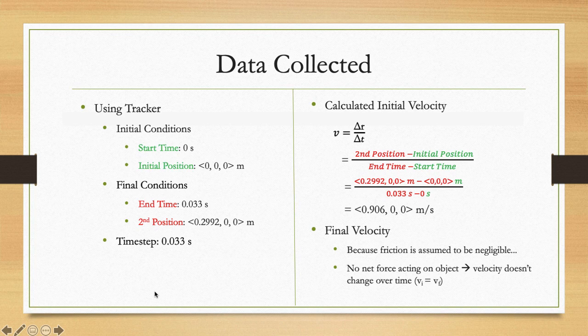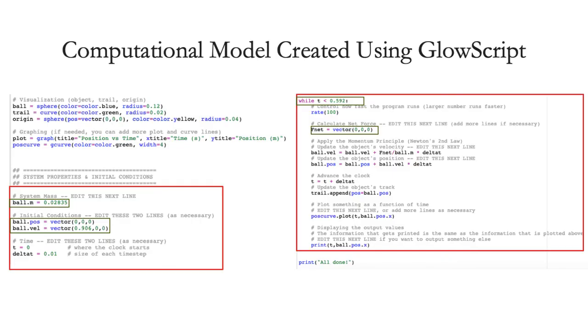So, data collected. From the data table in Tracker, I was able to determine initial conditions like start time and the initial position of the ornament. I also used the position versus time data generated by Tracker to determine the position of the ornament at 0.033 seconds and therefore calculate its initial velocity, as shown on the right side of the slide. Because there was no net force acting on the ornament, the initial and final velocity of the ornament were the same, so I didn't need to calculate final velocity.